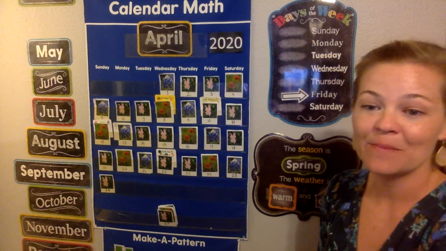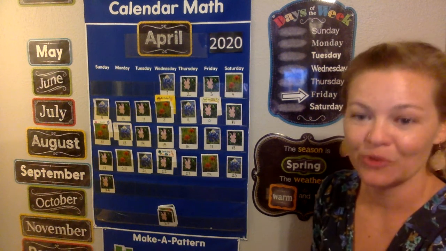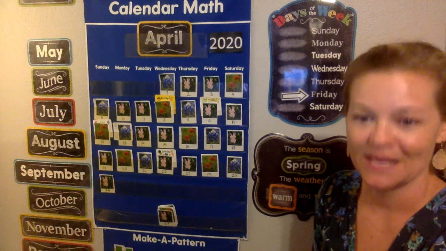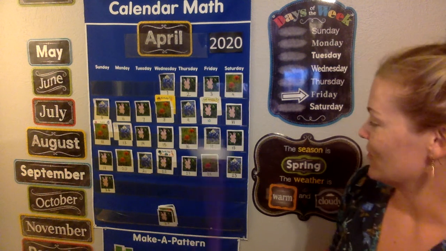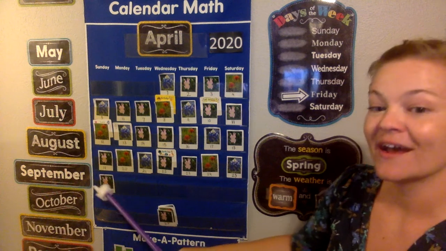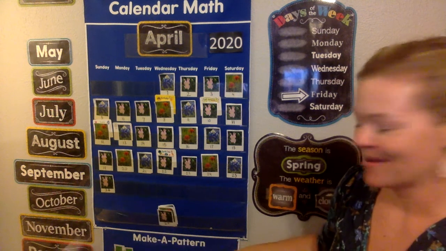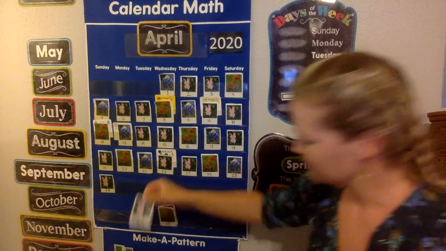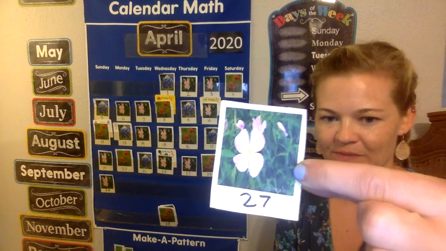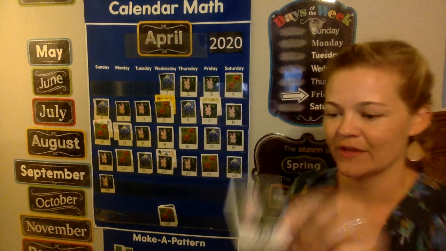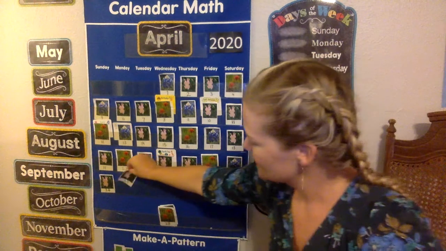We have an A, B, B, C pattern. A bluebonnet, buttercup, buttercup, Indian paintbrush pattern. So we've got bluebonnet, buttercup, buttercup. So here is my buttercup 27. And a 27 is a 2 and a 7. So I'm going to put that in for today.